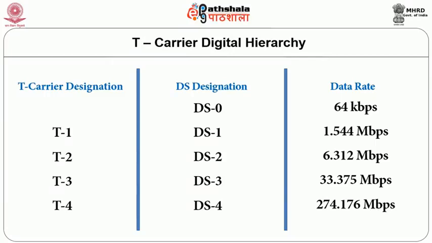So T1 carrier uses DS1. The notation is only different. T1 is equal to DS1, T2 equal to DS2, because sometimes you use T1, sometimes you use DS, depending upon the country. And this is the speed of the connectivity.